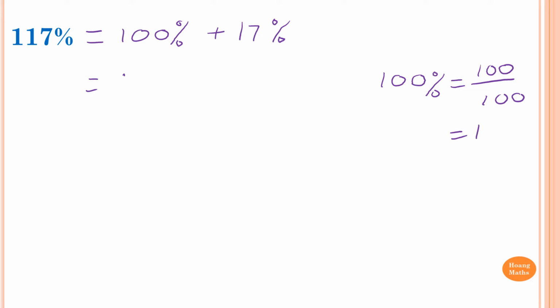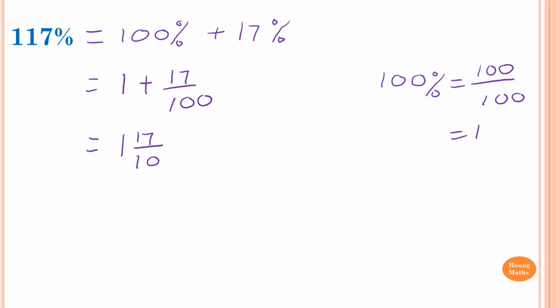117%. Now if you think about it, 117% is the same as 100% add another 17%. Now remember, 100% means 100 over 100, so that gives me 1. So 100% is 1. Then you add 17%, which means 17 over 100. Now if you add them up, it's the same as 117 over 100.